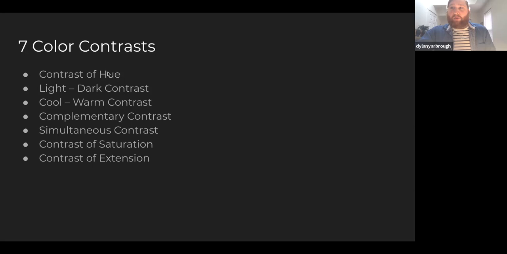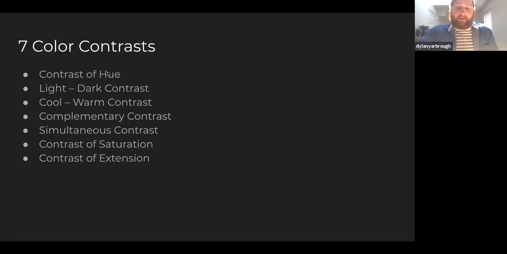Typically, we think about white and black as being the strongest contrast, but we also see it in color as well. So the difference between the level of brilliance or illumination within a color can create that light and dark contrast. Then we have complementary, which we basically already covered. That just means the contrast between complementary colors. So orange and blue are going to create a really nice contrast.